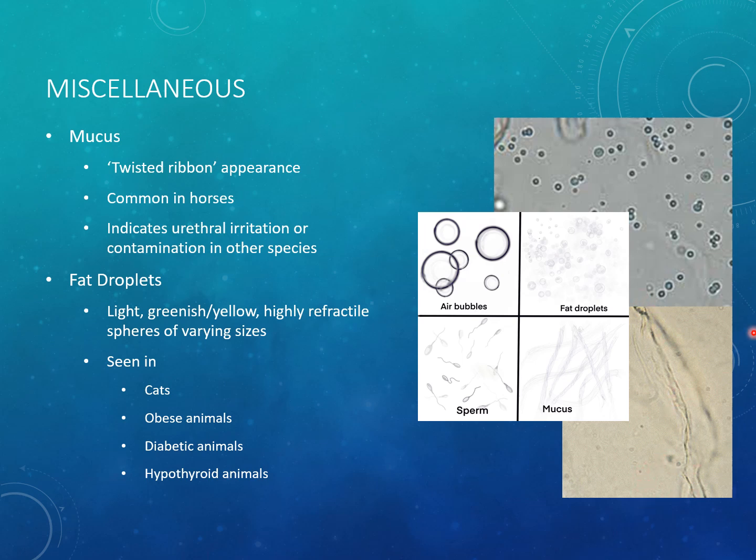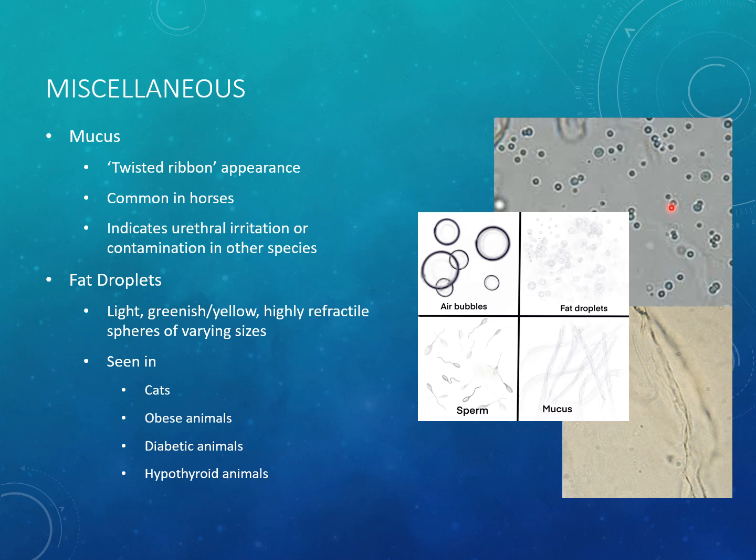Another thing we may see are fat droplets. That's what you're looking at up here. They're light green to yellow, and they're very refractile, meaning they refract the light. They can be seen in cats, obese animals, diabetic animals, and hypothyroid animals, but again, a few are normal. These are going to vary in size greatly. So if you can't tell the difference between these and the red blood cells, try to look at the size and zoom in and out and see if you can get that refractile shine from them that you're not going to get from red blood cells.